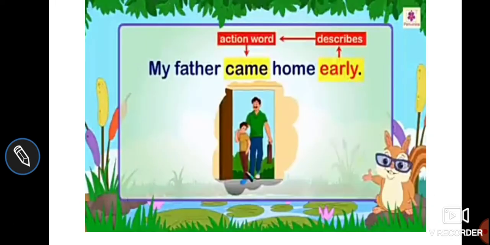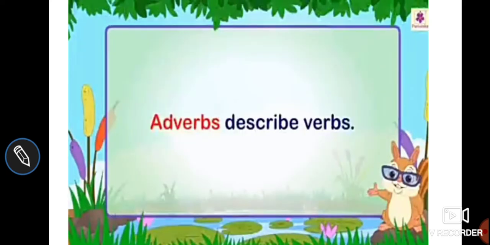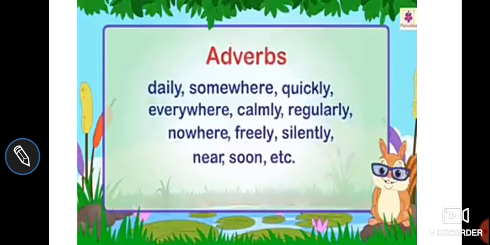Next. My father came home early. Came is an action word, and early describes the time that the action took place. When did it take place? It took place early. So my father came home early. Early is the adverb because an adverb describes the action word, or the verb. So we can understand that adverbs describe verbs.